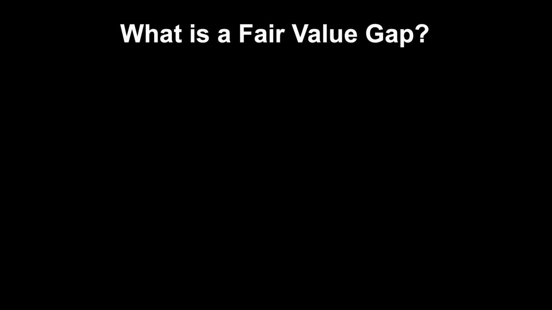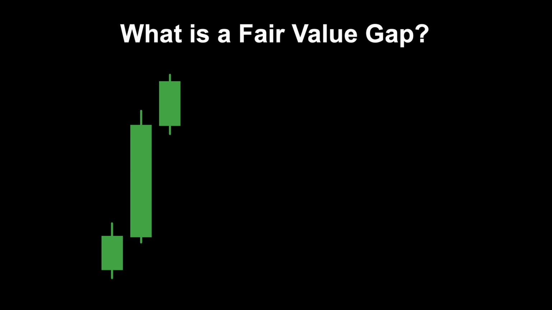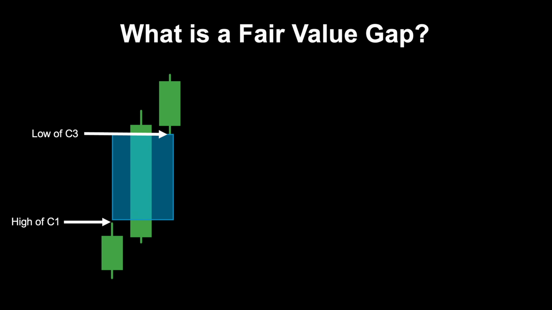Let's go. A fair value gap is a price imbalance that forms when the market moves so fast it leaves a gap between candles. You look at 3 candles during a strong impulse move. For a bullish fair value gap, the low of candle 3 is higher than the high of candle 1. The gap between those two levels is your bullish fair value gap, mark it blue.